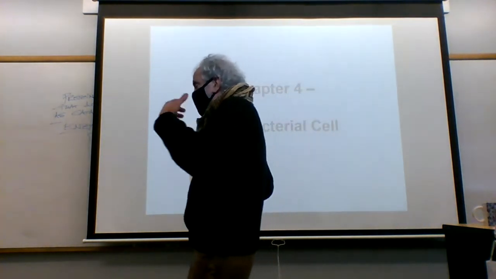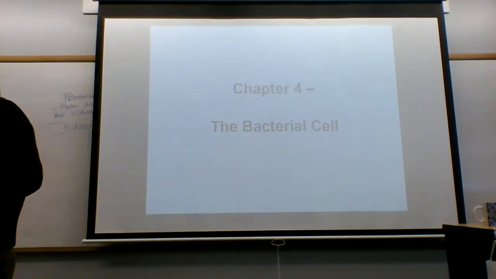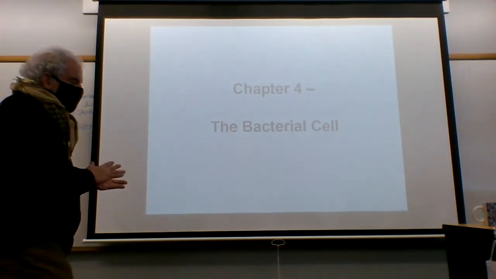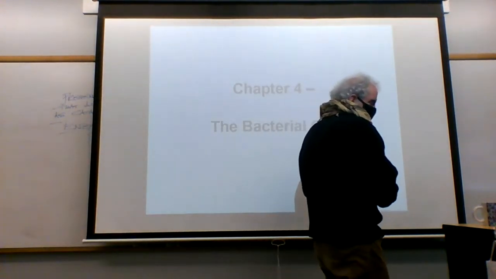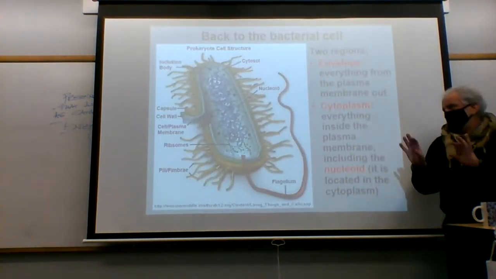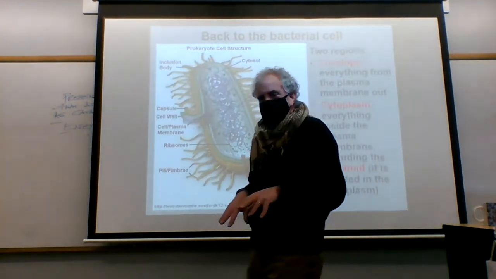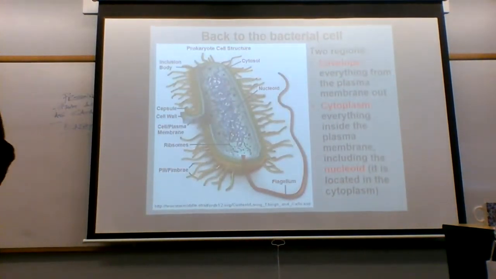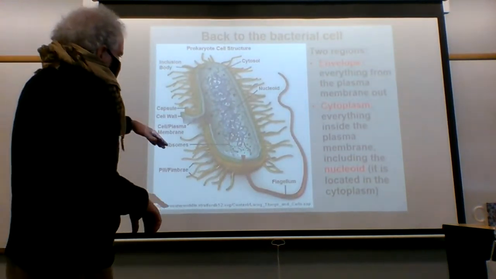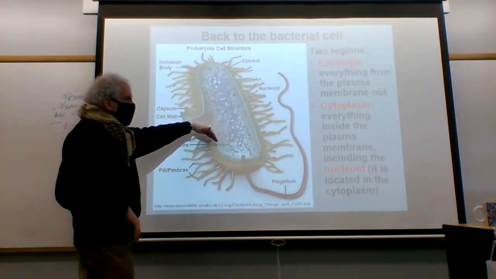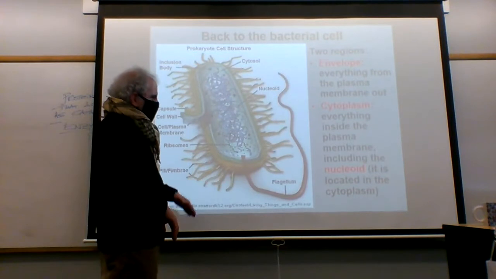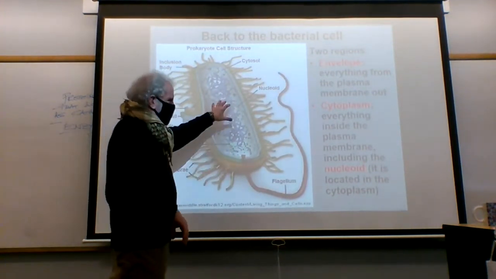Anyway, so we've been talking about these basics of cell biology. We're now going to start talking more about the cell biology as it pertains to prokaryotes and bacteria specifically. So we got some terminology that is important. We have the envelope, which is everything from the plasma membrane, the phospholipid bilayer, out. And then we have the cytoplasm, which is everything from the plasma membrane in.